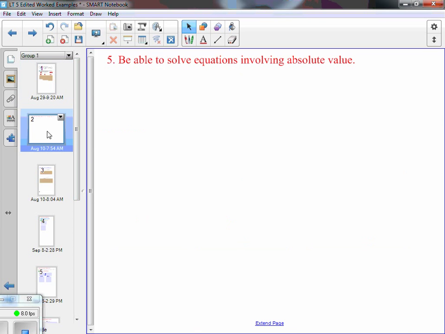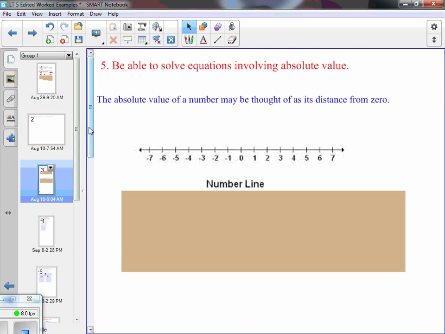All right, so here's the learning target for today. Be able to solve equations involving absolute value. We've practiced solving, we've practiced simplifying things. Now we just got to throw in the concept of absolute value. And absolute value can be thought of as the distance the number is from 0 on a number line. The absolute value of a number may be thought of as its distance from 0.